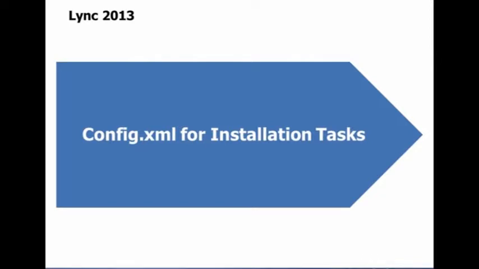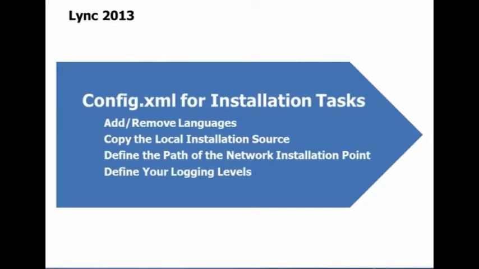By default, the config.xml file is stored inside of the Core Products folder for the various applications of Office 2013. So what are some of the things that you can configure through the config.xml file? You can add or remove languages from the installation. You can copy the local installation source to the user's computer. You can define the path of the network installation point, and you can define your logging levels.